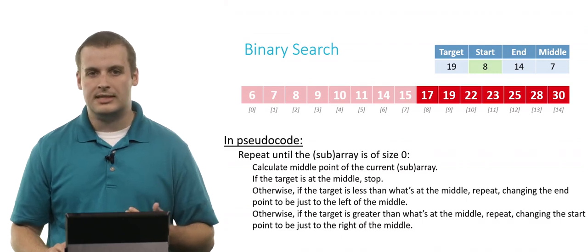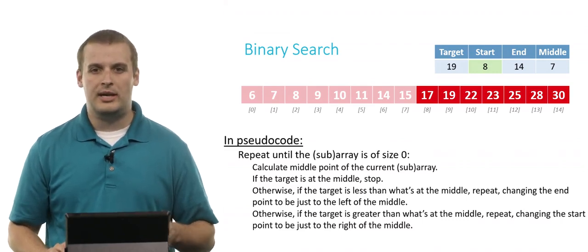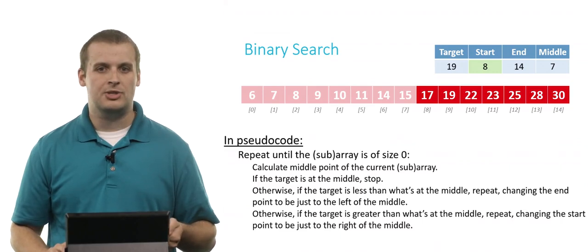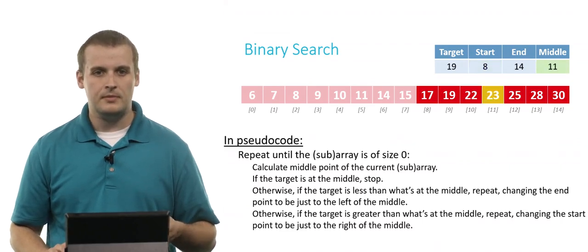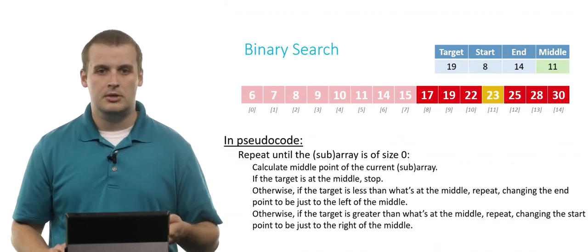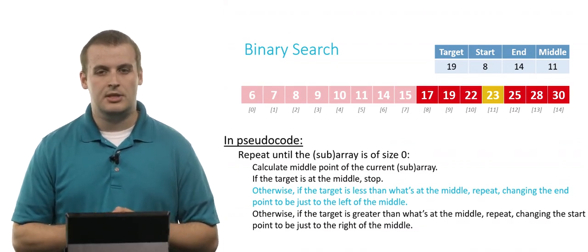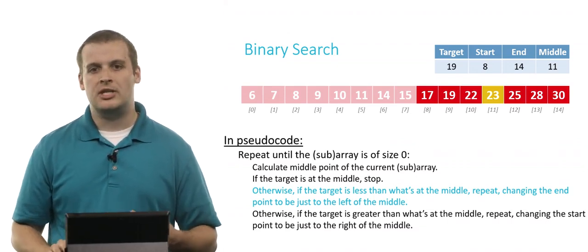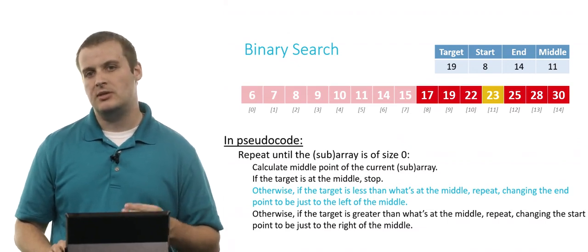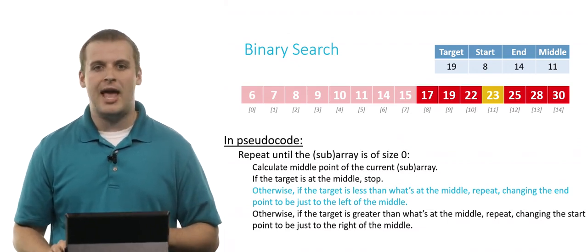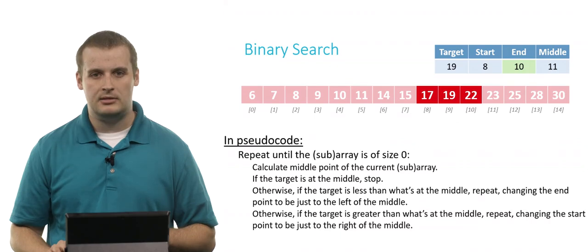And now we go over this again. We calculate the new midpoint. 8 plus 14 is 22. Divided by 2 is 11. Is this what we're looking for? No, it's not. We're looking for a value that's less than what we just found. So we're going to repeat the process again. We're going to change the end point to be just to the left of the midpoint. So the new end point becomes 10.